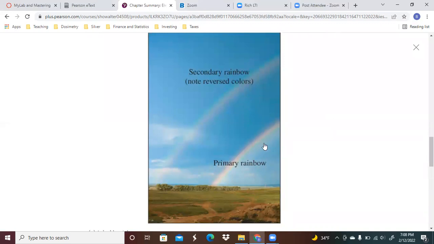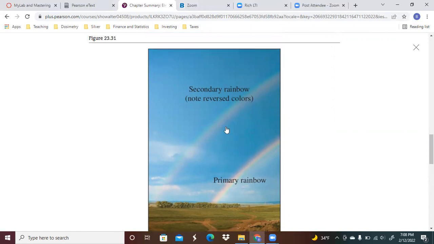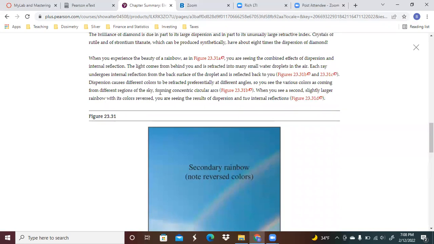So you can see the primary rainbow, you can see the secondary rainbow, but if you look at the colors, the colors are inverted from what they are in the primary, and that's what it's talking about here. You're seeing the results of dispersion and 2 internal reflections.